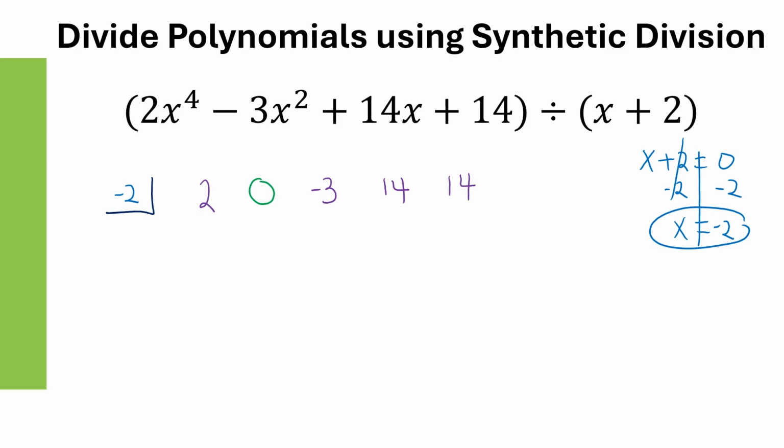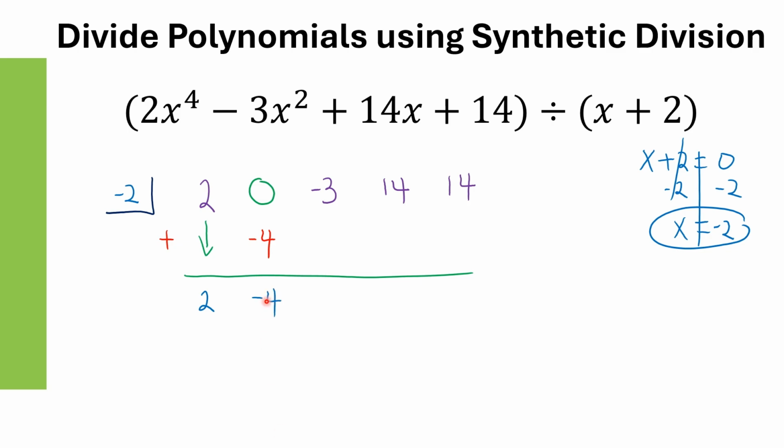In synthetic division, you bring down your leading coefficient, which is 2. And numbers below the line, you're going to multiply by the c value, negative 2. And the numbers above the line, you're going to add them together. So we're going to start with our first number below the line, 2, and then multiply by negative 2. That will give us negative 4. And then you're going to add negative 4 and 0, which is negative 4.